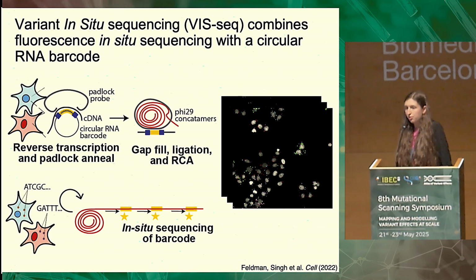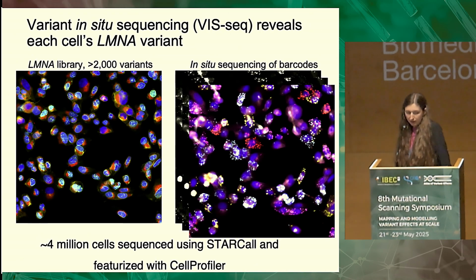We will incorporate one fluorescent base and image that. Each channel corresponds to one of the nucleobases. Then we can cleave the fluorophore, incorporate the next base, and in that manner, we can sequence the barcode. In that way, we're able to match the variants to the phenotype images shown on the left here. We're able to do that using long-read sequencing to match the barcodes to the variants.